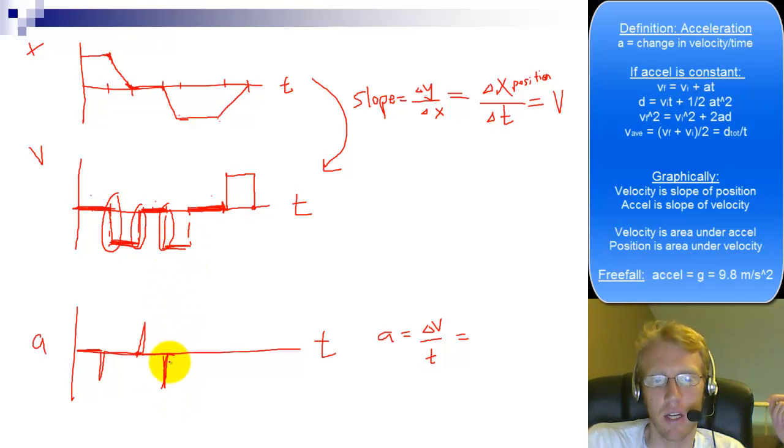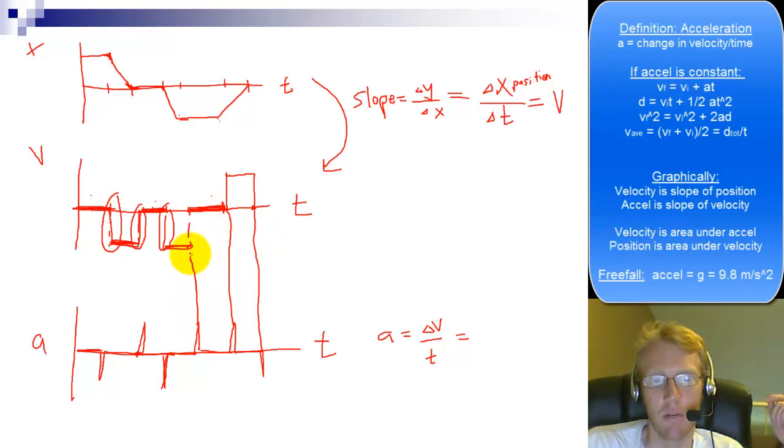Then we were at 0 again. Here we went from negative to positive, and then we were at 0. Here we went from 0 to positive, so a positive spike, and then 0 here, and then a negative spike. So you can see the correlation here.